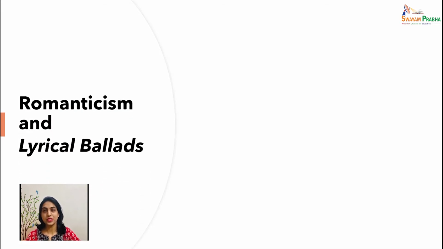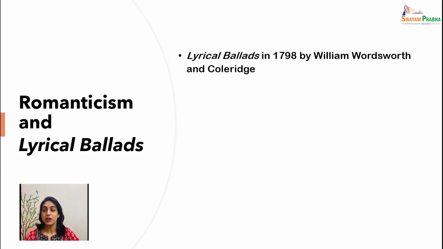Amidst the socio-political milieu of the time and influenced by the revolutionary and creative ideas of the transition poets or the precursors of Romanticism, William Wordsworth and Samuel Taylor Coleridge in 1798 came up with a book titled Lyrical Ballads, which marks the actual beginning of the Romantic era in literature, especially in English literature.